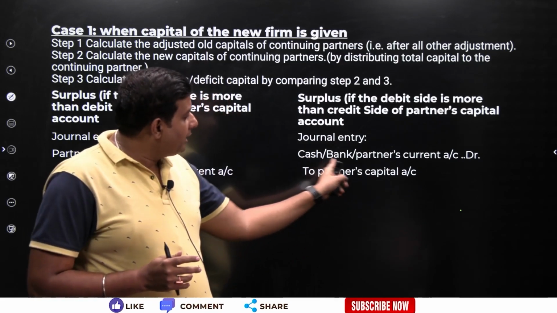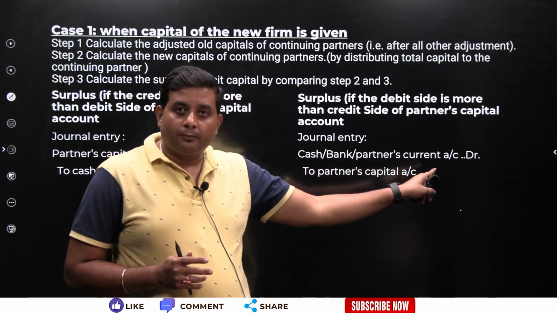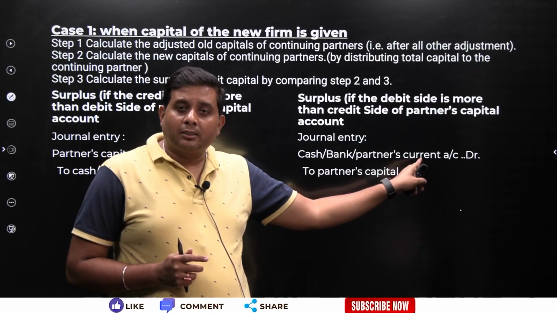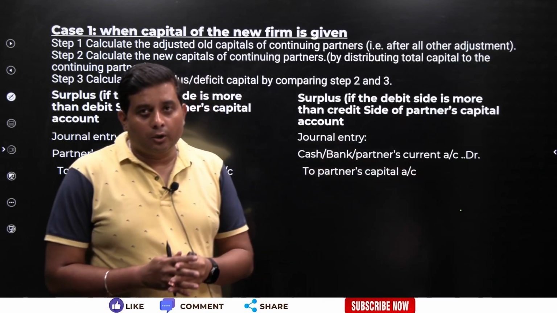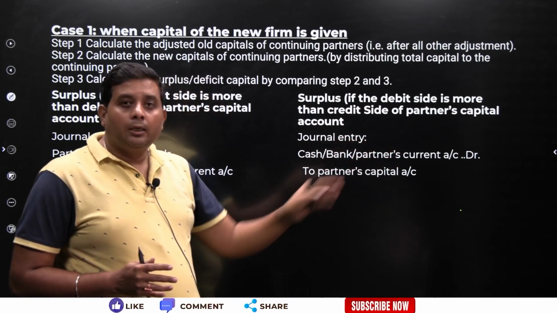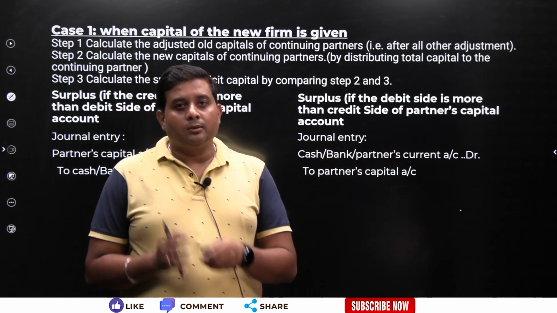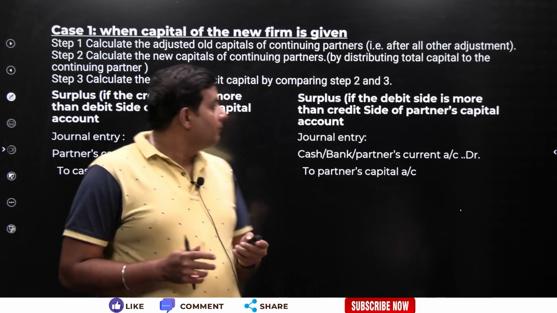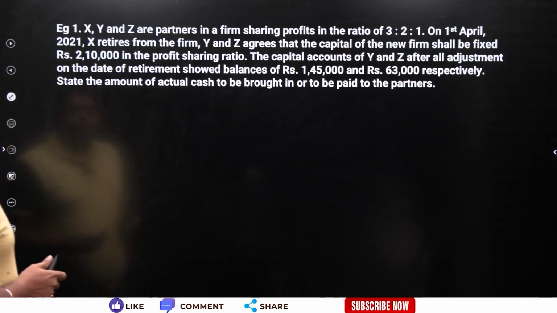So instead of writing cash/bank account, partner's current account. But as far as opening the partner's current account, it must be given in your question. So cash/bank/partner's current account debit to concerned partner's capital account. This is the combined entry. Alright, so now let's take a question.